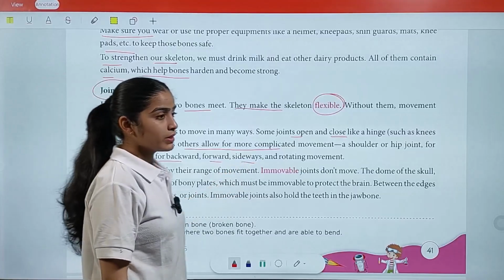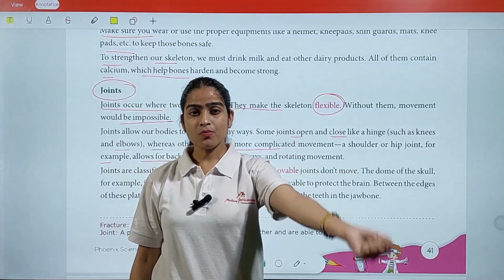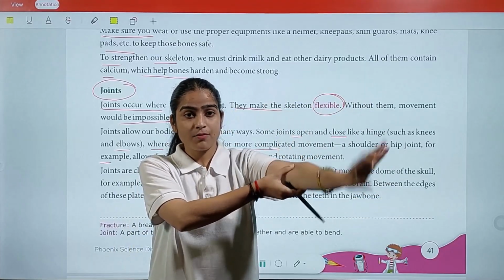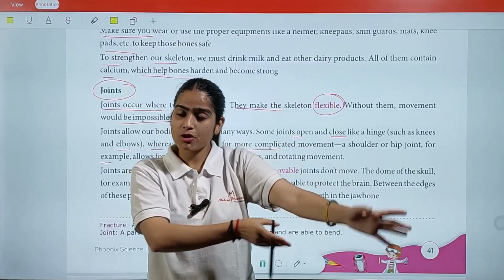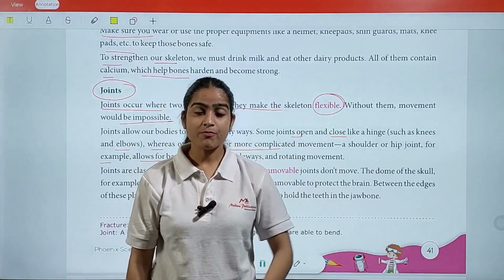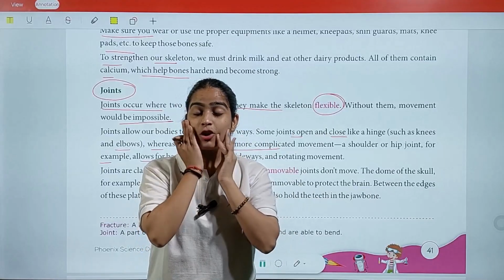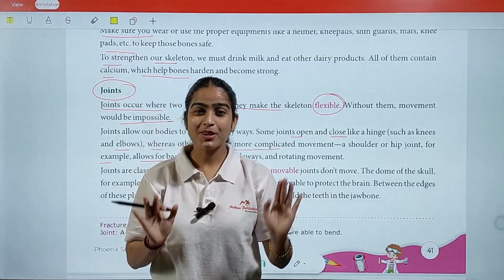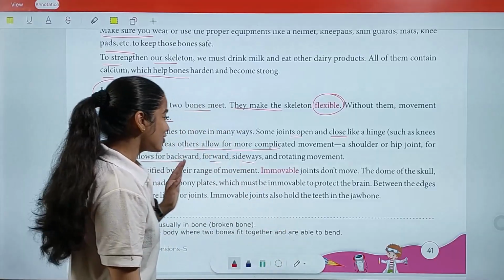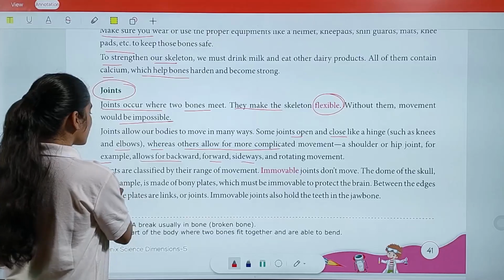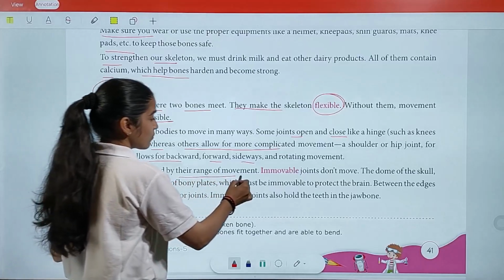So what we understand here is that I can move my elbow like this, but I cannot move my elbow like this. If I take it backward, I cannot move it. I can move my neck this way, this way, this way, but I cannot take a 360-degree angle, right? I cannot do that. So this kind of movement we have with the help of joints in our body. Joints are classified by their range of movements.